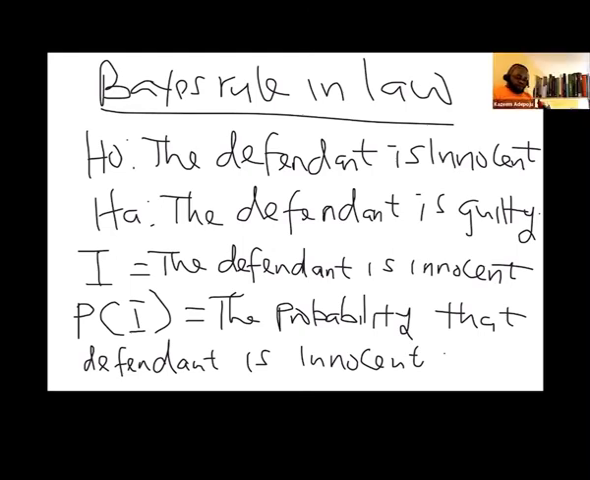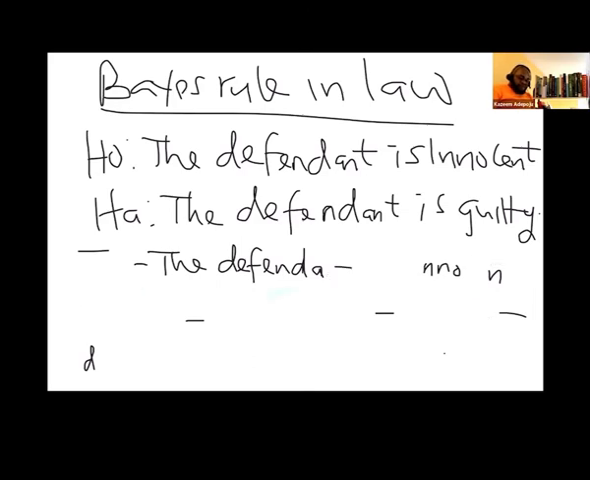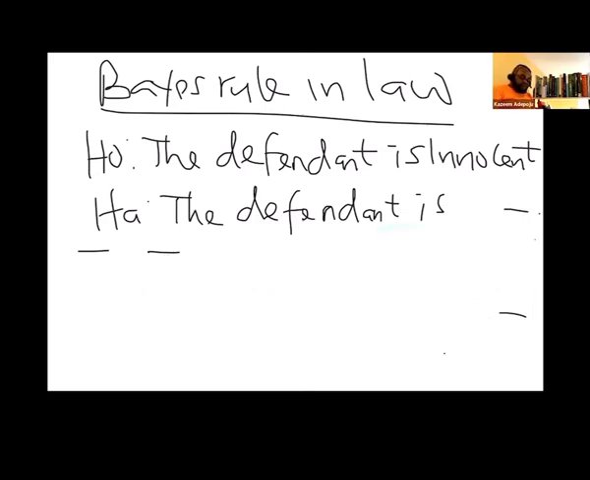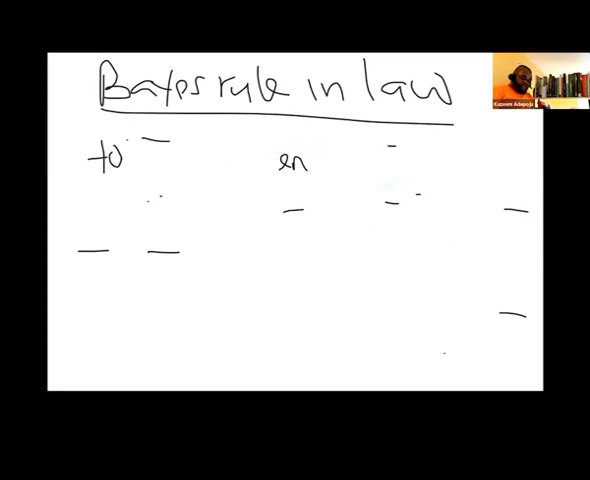Now, we have the probability of I, which is the probability that the defendant is innocent. But what this particular court is looking for is this. I'm going to clean my board right now, because I want you to understand this. What we know right now is the probability that the defendant is innocent. What the court is actually looking for is the probability of this given this.